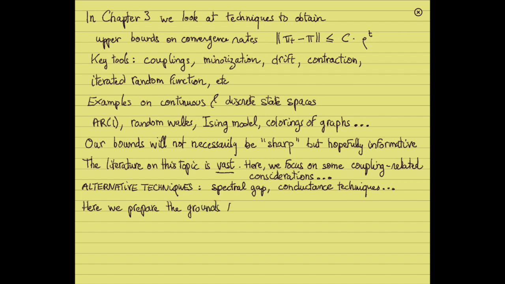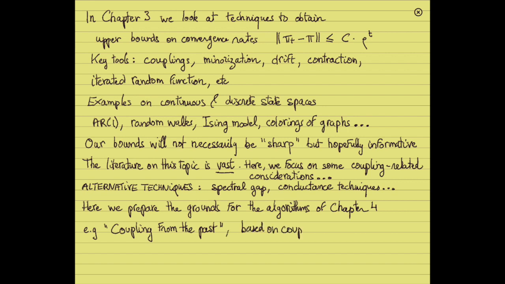So one of the objectives of this chapter 3 is to introduce you to this topic, as well as setting the grounds for the methods that are going to be described in chapter 4, and which will employ couplings of Markov chains. We've seen couplings of random variables in chapter 2, but here we will see couplings of Markov chains which we'll be able to simulate later on. For example, in the algorithm called coupling from the past, which is one of the highlights in chapter 4 to come, that is based on couplings of Markov chains.